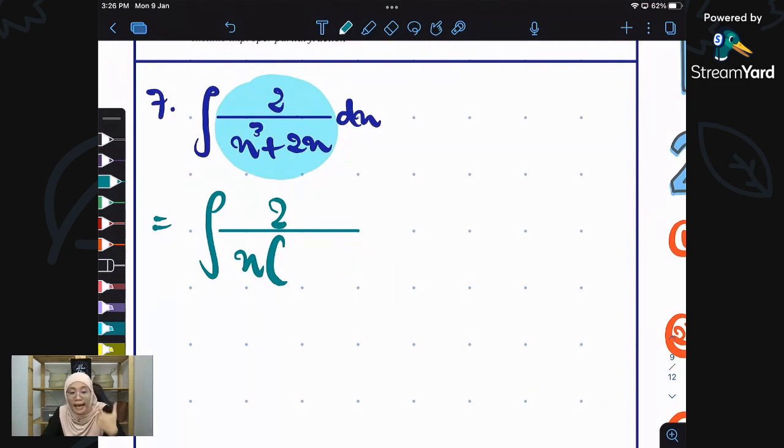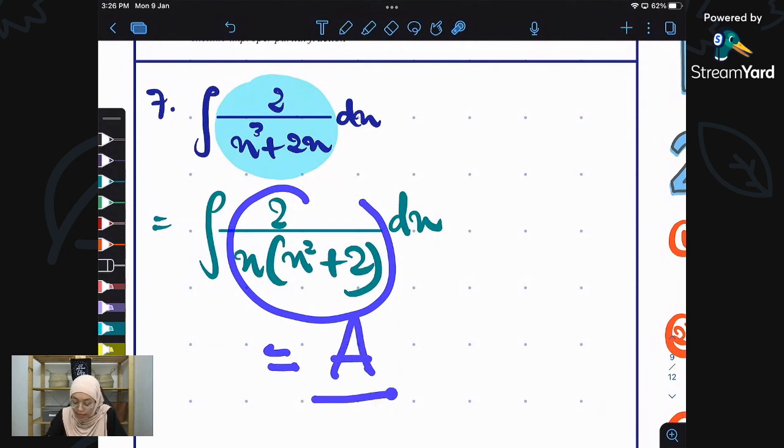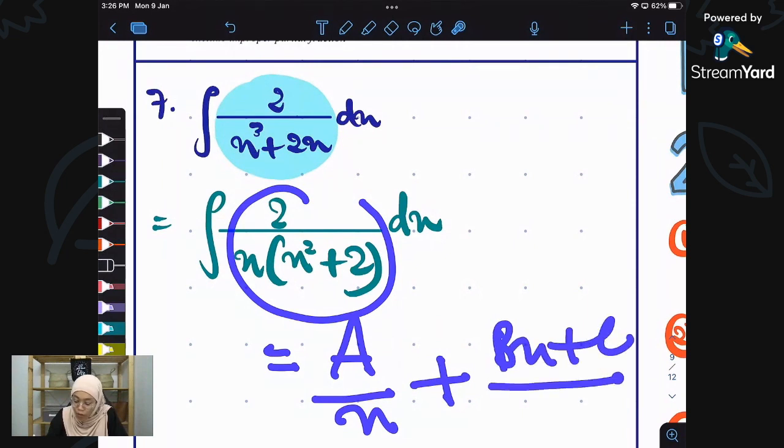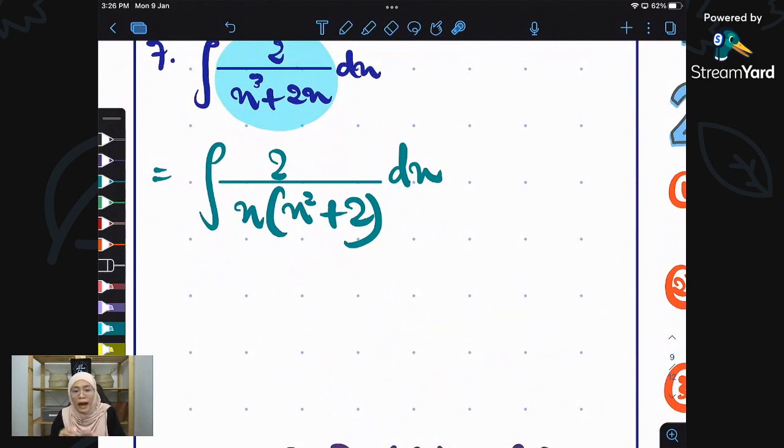Saya bawa keluarkan x daripada x cube ini, dia akan jadi x squared di dalamnya plus 2 only. Okay, kenapa saya jadikan dalam bentuk ini? It is just because I want to make these into the partial fraction of A over x plus Bx plus C over x squared plus 2. This is the partial fractions.